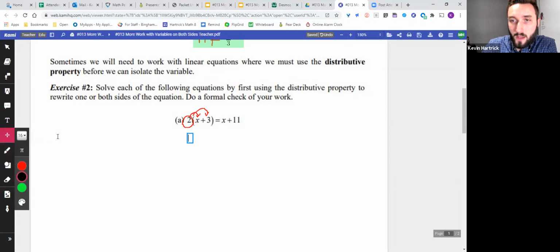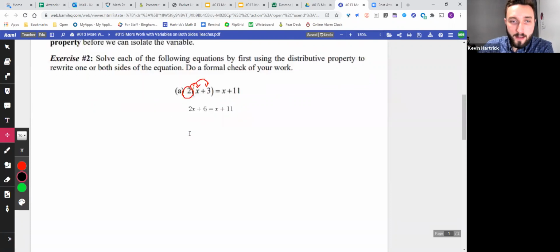So I'm going to rewrite this. 2 times x is 2x. 2 times positive 3 is a positive 6. Okay, and then on the other side of the equation, there's nothing to do, yet at least, so I'm just leaving it alone. Now I have simplified this by doing my distributive property, and now I have what looks like just a regular equation with variables on both sides.